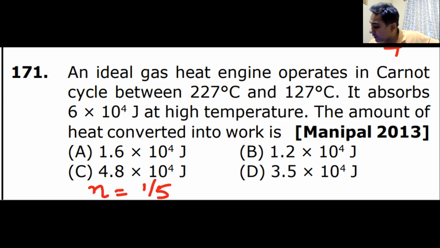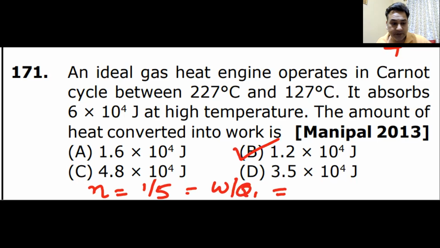Then this efficiency 1 by 5 shall be equal to work divided by Q1. So work is Q1 multiplied by 1 by 5. So basically it is divided by 5. So the answer is 6 into 10 to the power 4 divided by 5. And the correct answer is option number B, option number 2. Do we understand this?